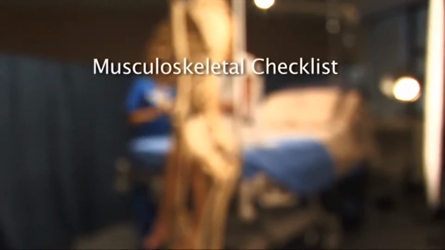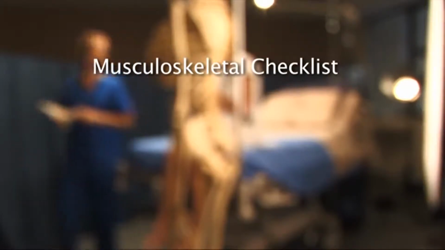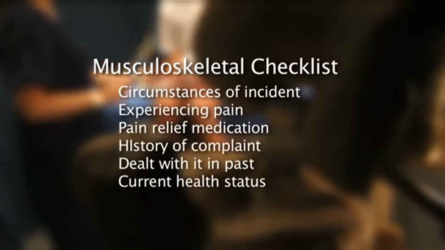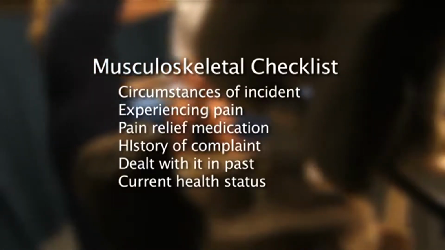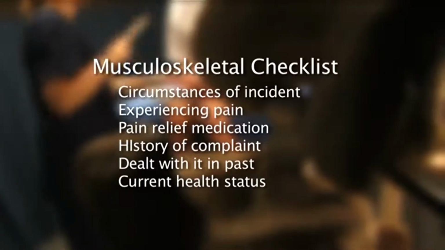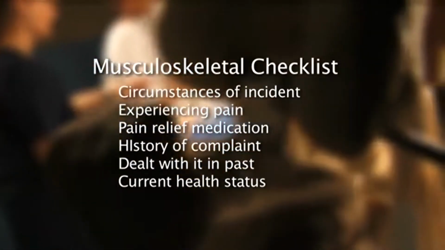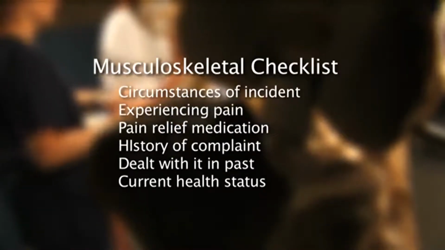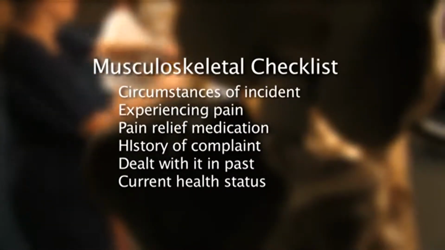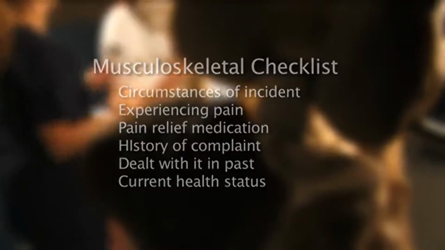But first, as in all physical assessments, you start by taking a relevant patient history with a focus on the problem joint. Find out what they were doing when the incident occurred, if they're in pain, and if they've taken anything for it. Find out about the history of the complaint and how they've dealt with it in the past. Ask about their current health status, including any pre-existing conditions and current medications.